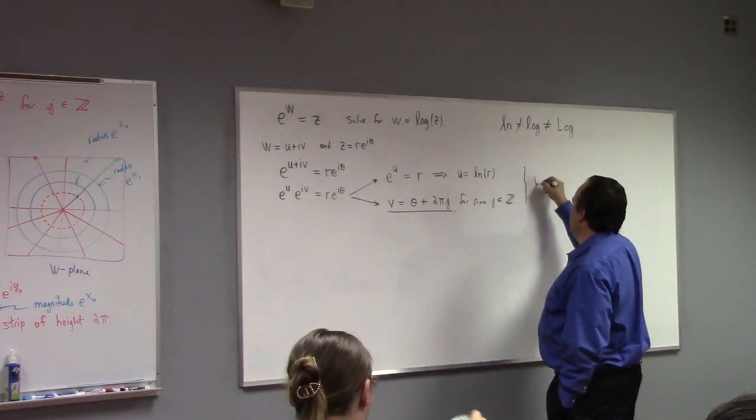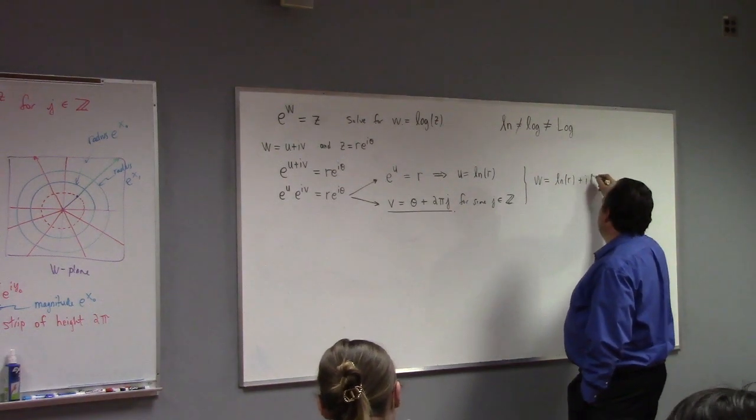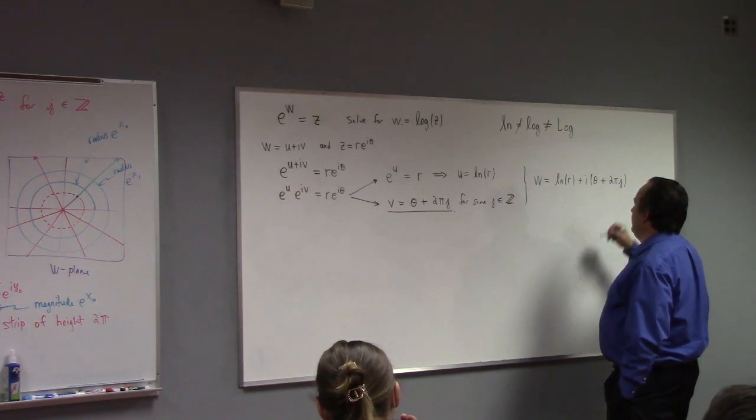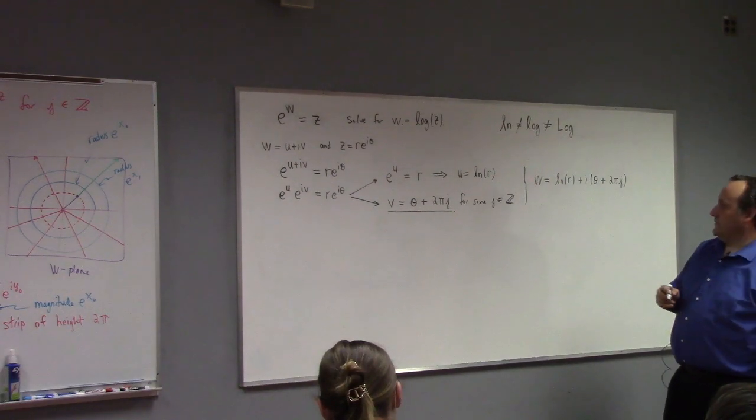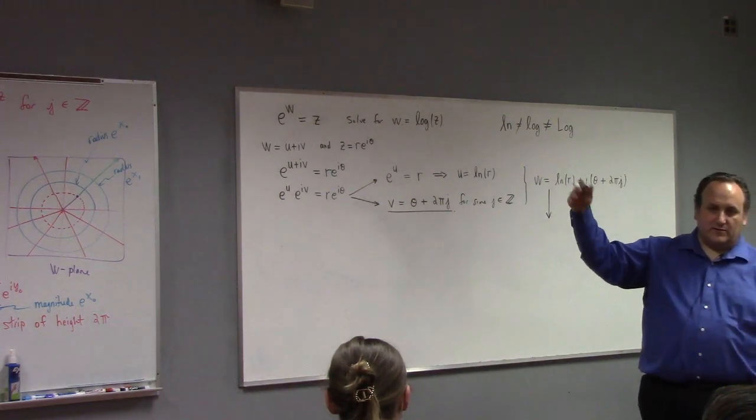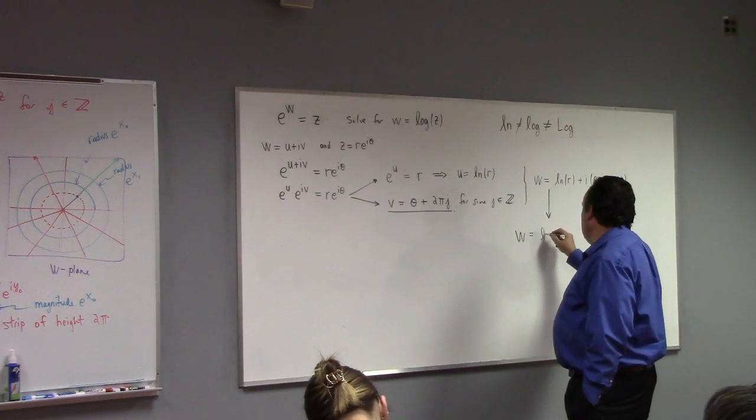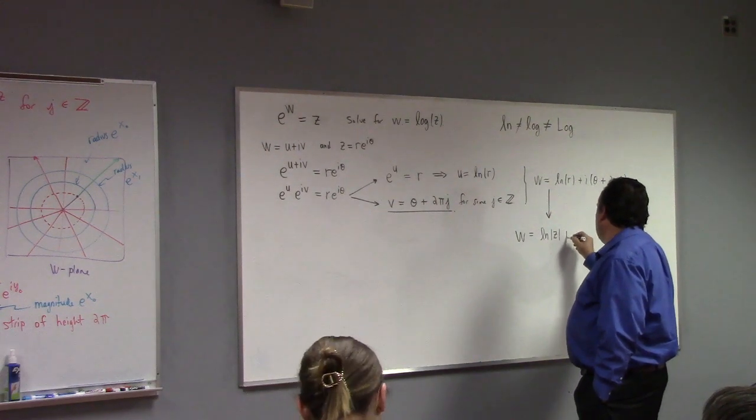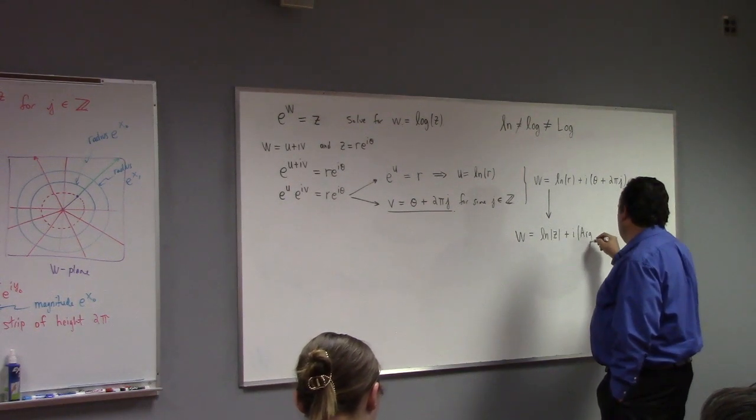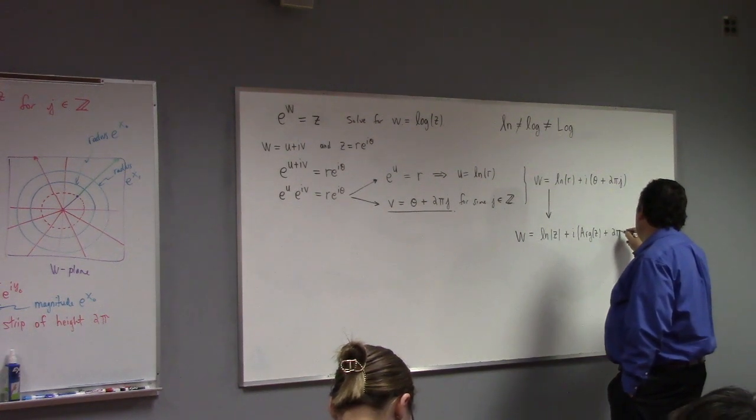Put these together. What you got? You got w is equal to the natural log of r plus I times theta plus 2 pi j. All right? Or let me take us out of the r theta notation and use the principal argument notation instead. So what we've got is w is equal to the natural log of the magnitude of z plus I times the principal argument, let's say. We can choose that for theta, right? And then we've got plus 2 pi j.